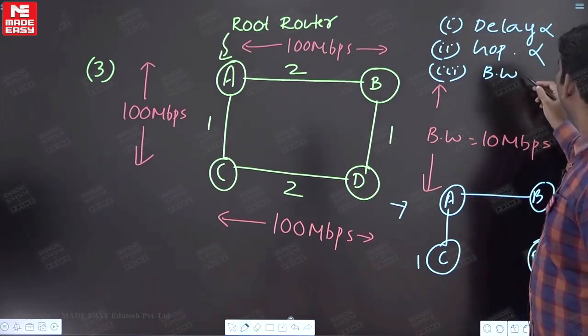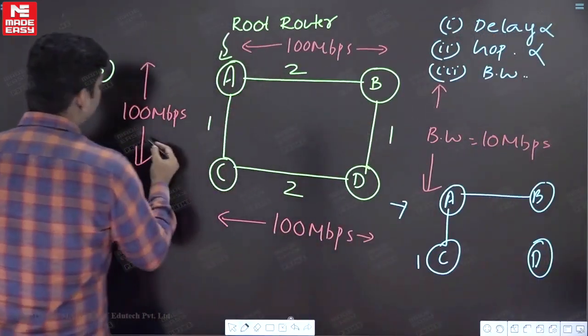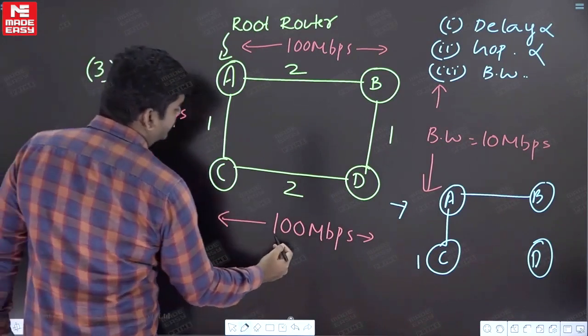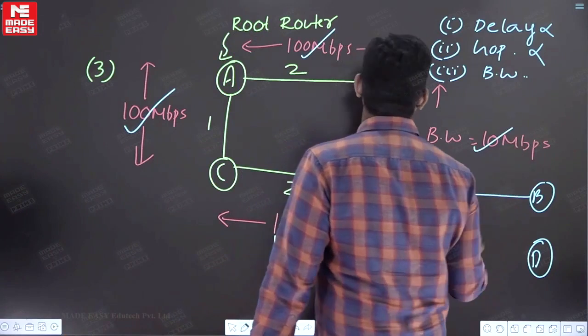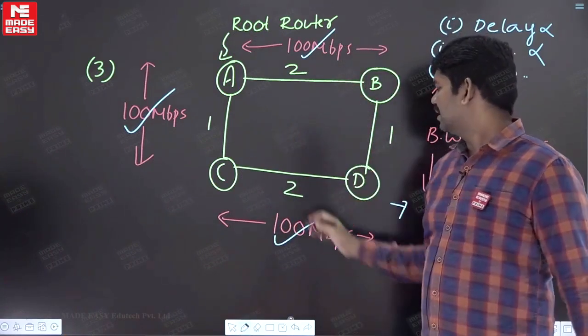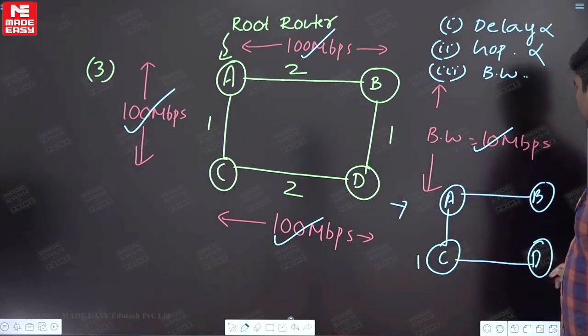So then you have to go for what? Bandwidth. See, in the problem, that's why bandwidth is given. You can see from A 100 megabits per second, 100 megabits per second, but from this side 100 and it is 10. So 110, and this is 100, 100. So which path do you have to go? It is 100 and 100. So this is the answer.